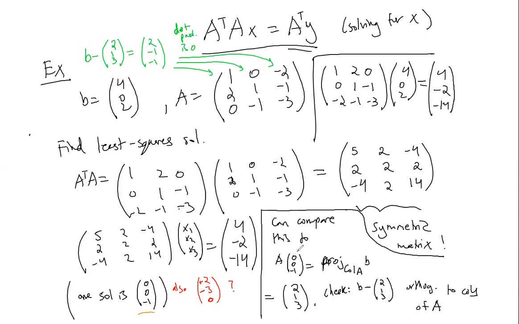But the orthogonal projections are all the same. So you'll notice these are different. But what happens when I plug it into A? By which I mean I multiply A times this. If I multiply A times the first one, I get 2, 1, 3. If I multiply A by the second one, I still get the same vector. And so the y values are the same.